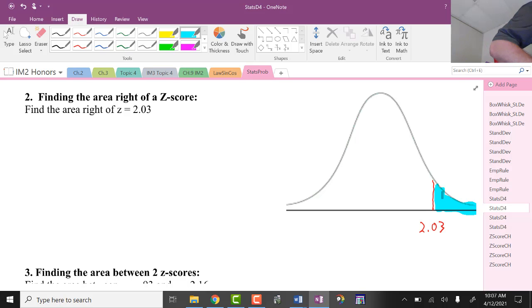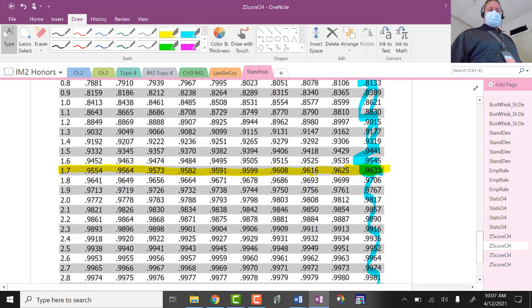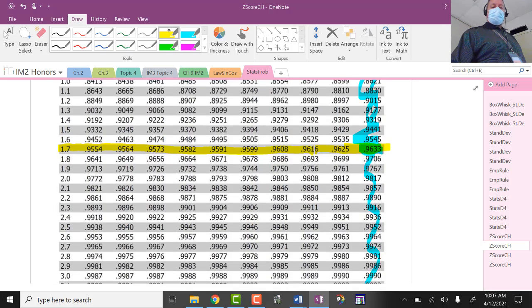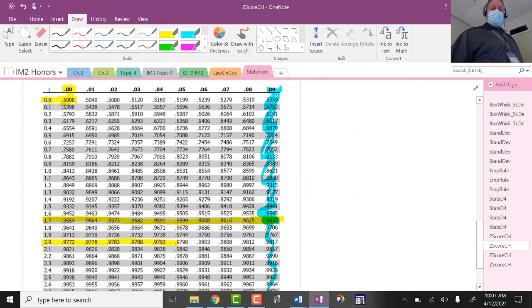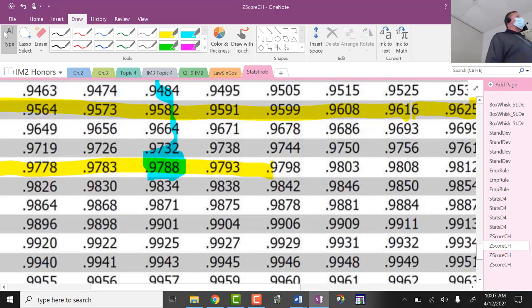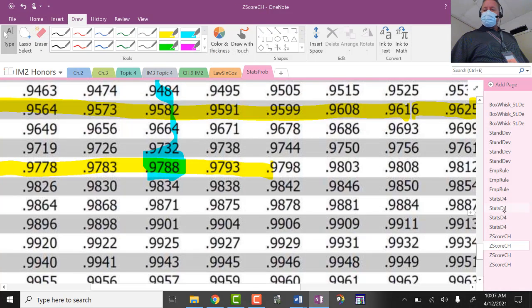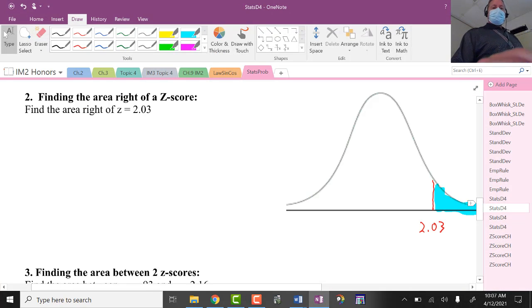Less than 50. Unfortunately, our sheet is constructed in a way where when I look at 2.03, got to zoom back, I am getting the area left of. So 2.0, okay, I don't have to go that far. 2.03, that's what I get. I get 0.9788. Okay, darn it. That's my fault, nobody else's. So 0.9733, is that right?